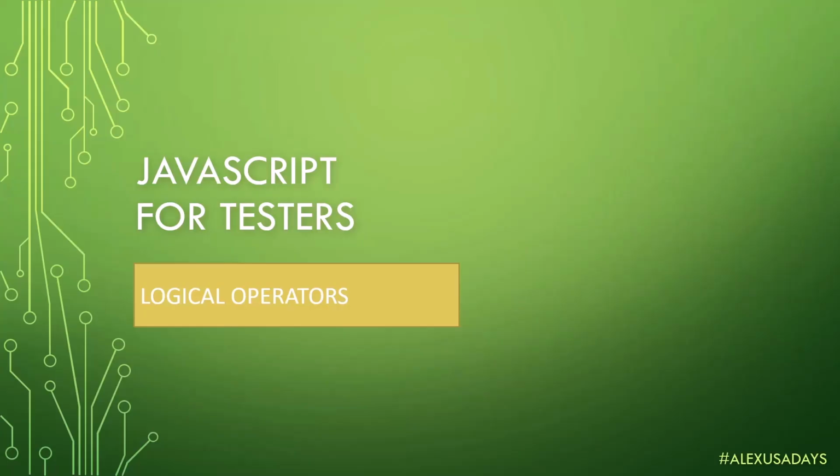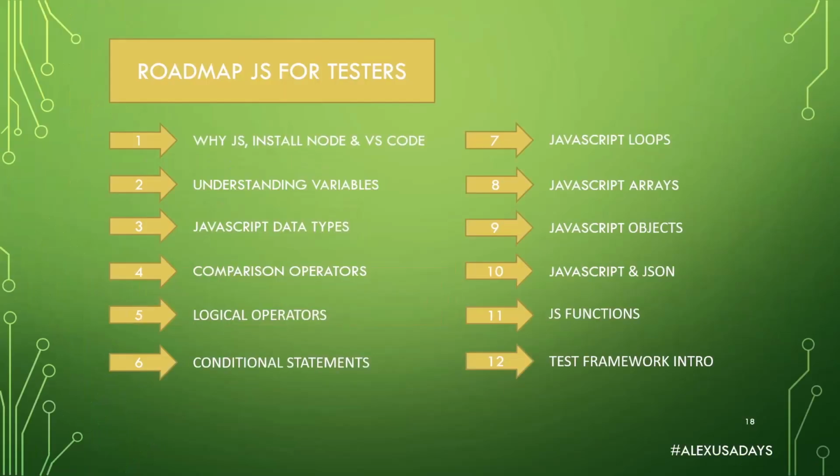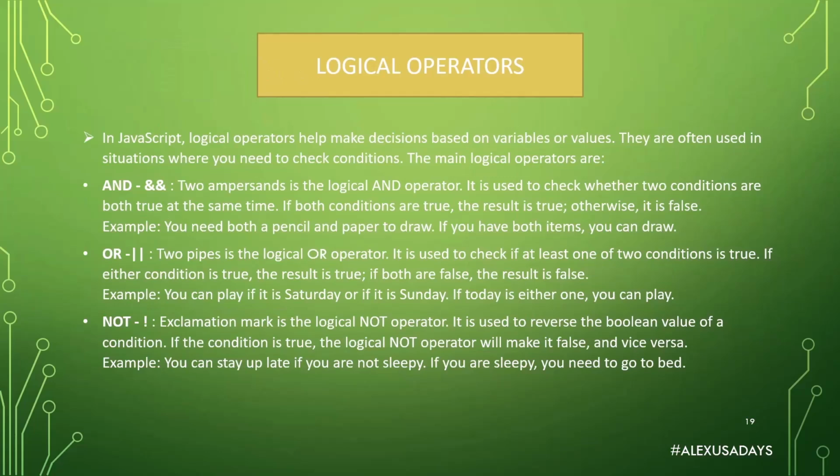We're continuing JavaScript for testers, and today we're doing logical operators. So we are in module 5, and next we're going to go into conditional statements. Okay, so logical operators. In JavaScript, logical operators help make decisions based on variables or values. They're often used in situations where you need to check conditions.